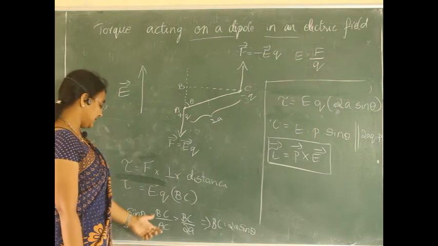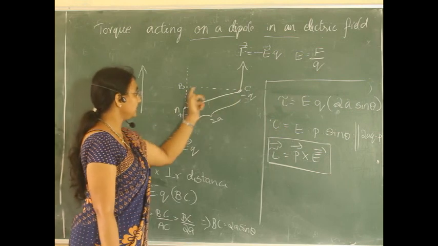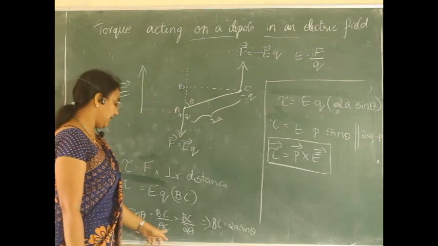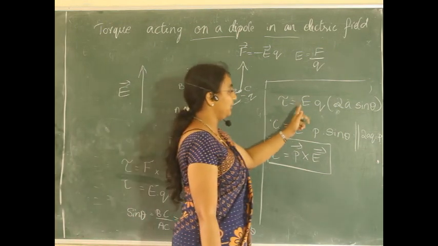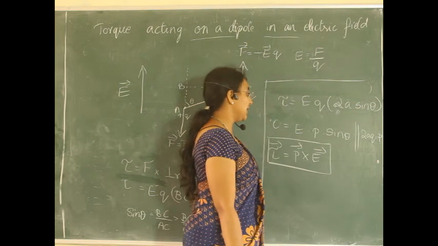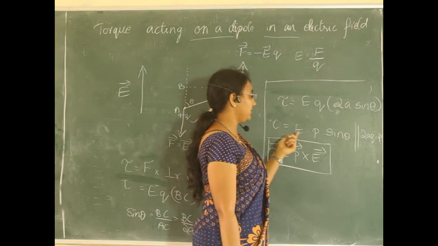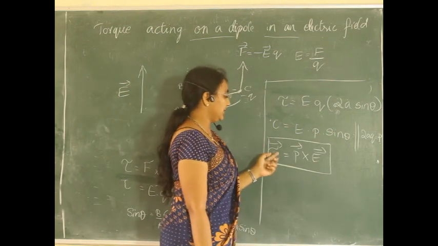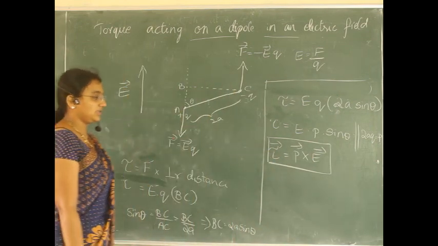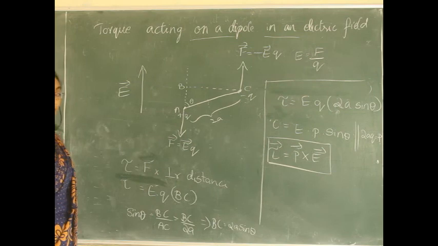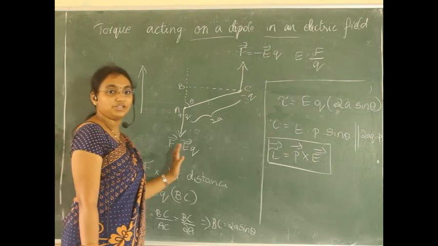Therefore, sin theta is equal to BC by AC from this triangle diagram. So therefore I can say AC is nothing but 2A, BC is equal to 2A sin theta. Tau is equal to EQ 2A sin theta. 2AQ is nothing but P. Therefore tau is equal to EP sin theta. Tau vector is equal to P cross E, or P vector cross E vector. This is very, very important. One more very important derivation for 3 marks. This one is a 3 marks derivation.